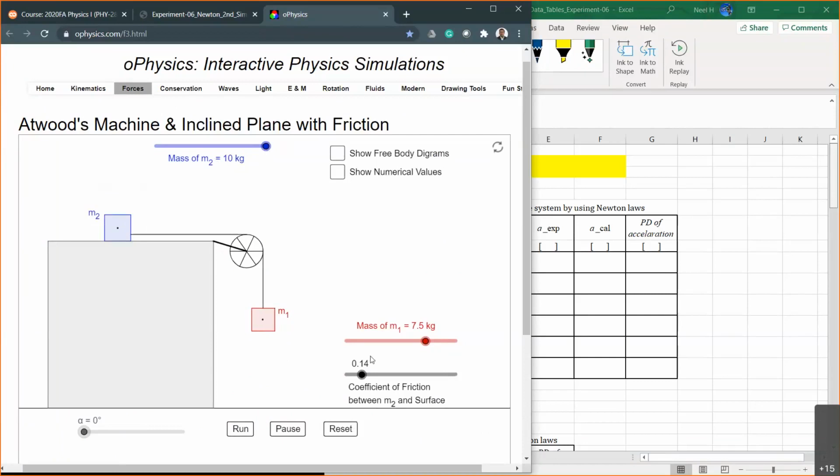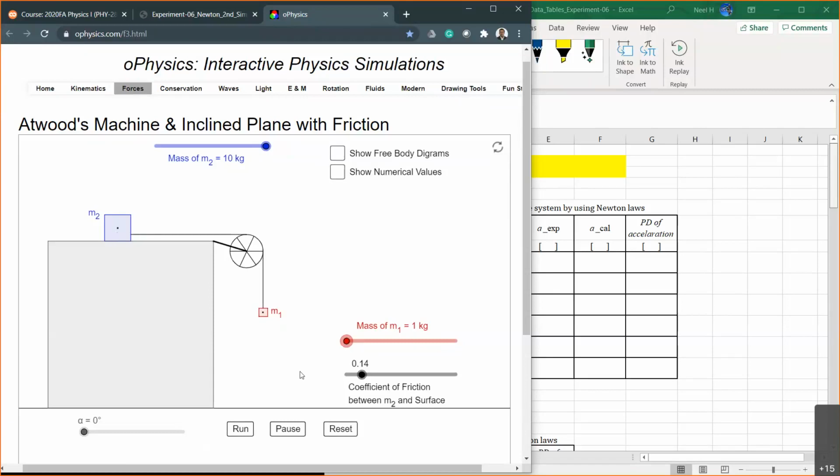And then the mass of object number 1 is 7.5. That's too heavy. We don't need that heavy a mass to drag this because the friction is 0. You don't need a lot of force if there's no friction between the object and the surface. You just need a very small force to move the object.